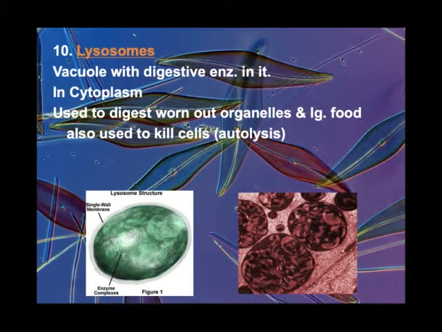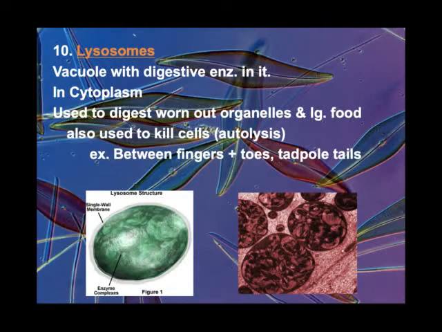Interestingly enough, they also have another function: they kill cells, which is called autolysis. That happens, for example, when a tadpole is losing its tail to become a frog. The little lysosomes in the cells of the frog's tail burst open and kill those cells because the frog is not going to need its tail anymore. It also happens between your fingers and toes.